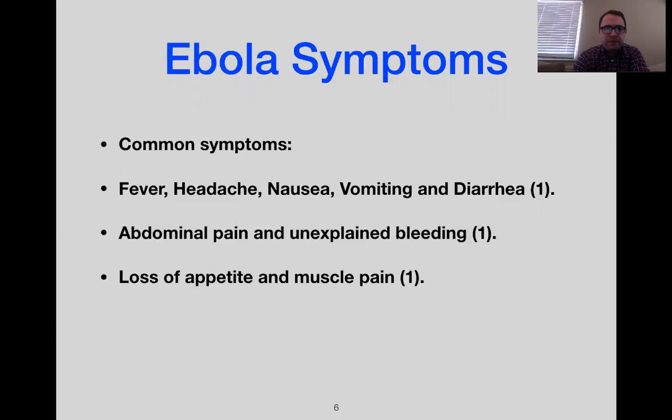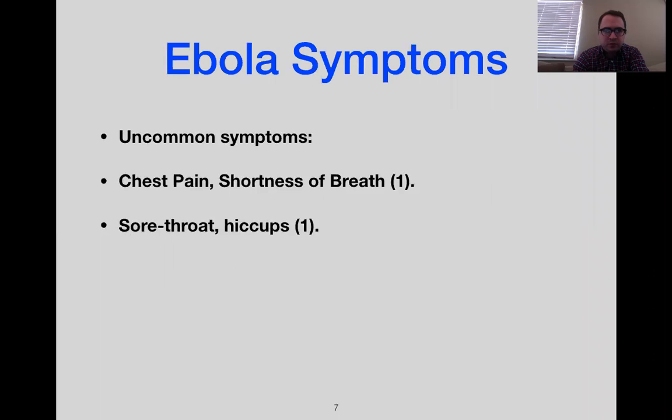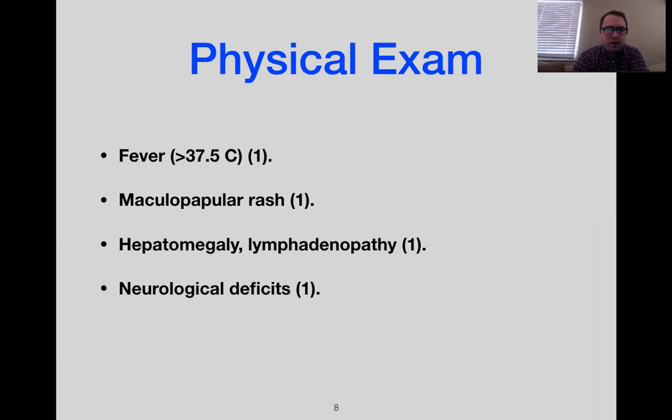Common Ebola symptoms: fever, headache, nausea, vomiting, and diarrhea. Abdominal pain and unexplained bleeding can occur, loss of appetite, and muscle pain as well. Uncommon symptoms for Ebola: chest pain, shortness of breath, sore throat, and hiccups. For physical exam, fever greater than 37.5 Celsius, a maculopapular rash, hepatomegaly, lymphadenopathy, and then possibly neurological deficits as well.